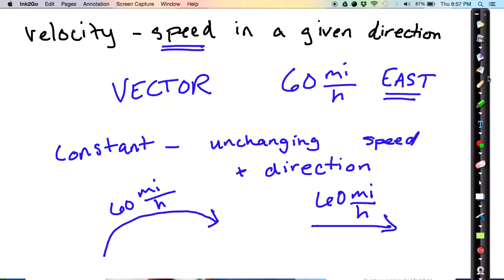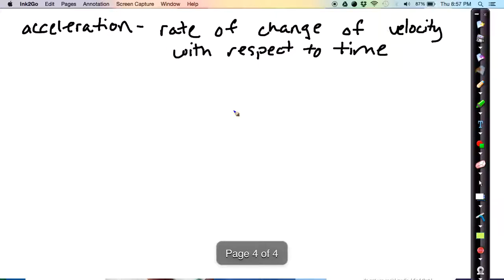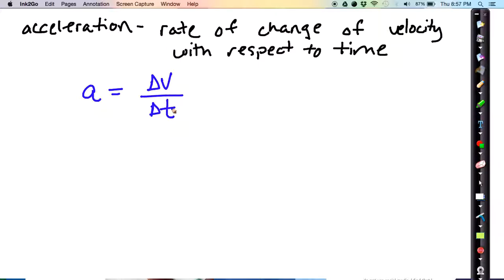Which leads us to our final rate of discussion for today, and that is acceleration. Now, when we go along that curved path and change our direction, we are changing our velocity. And acceleration is defined as the rate of change of velocity with respect to time. So if you're going to write that in equation form, we would say a equals change in velocity, delta v, over change in time, delta t.